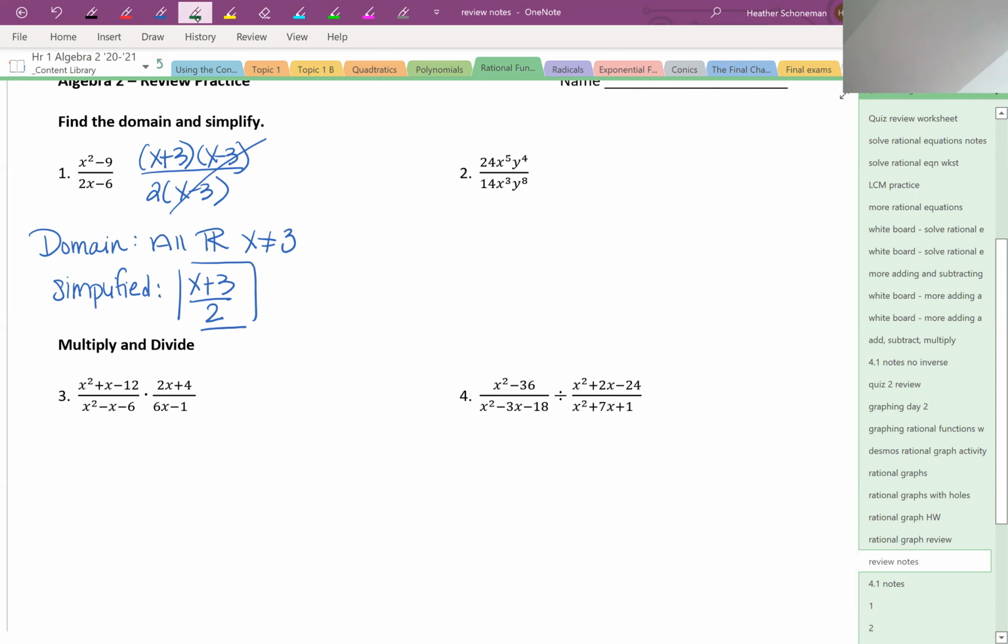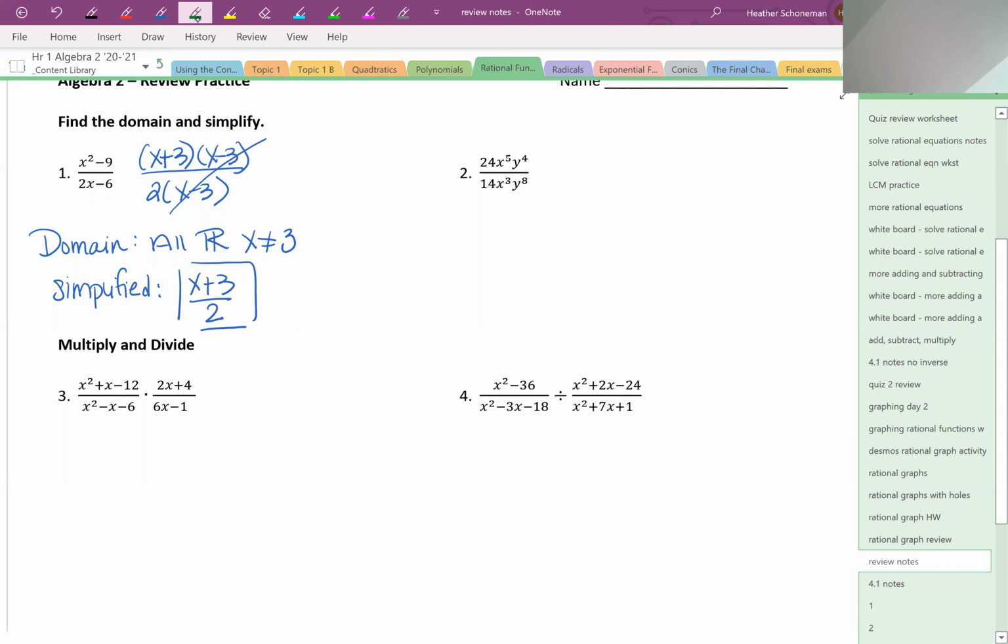On number 2, because there's no pluses or minuses, we don't need to factor it. And on number 2, if I give you something like this on the test, I am not going to ask for the domain if there is more than one variable. And in this case, because there's more than one variable, we are not going to worry about the domain. We're just going to simplify.